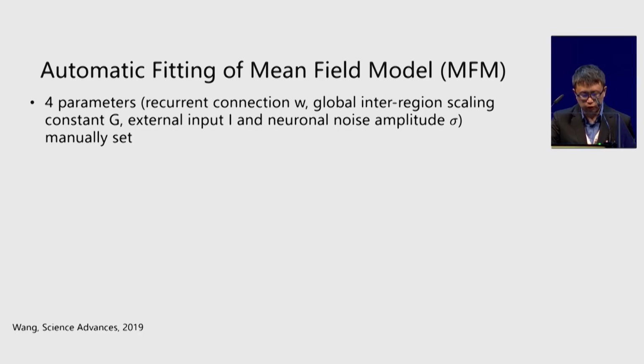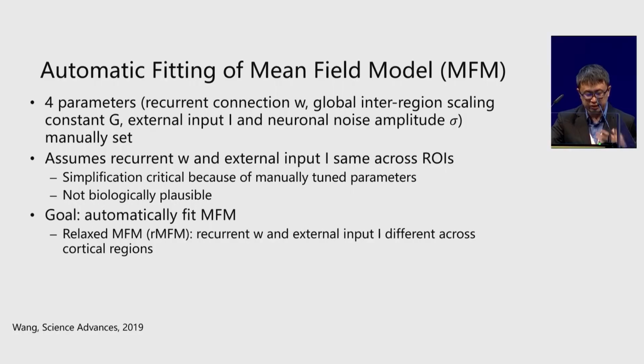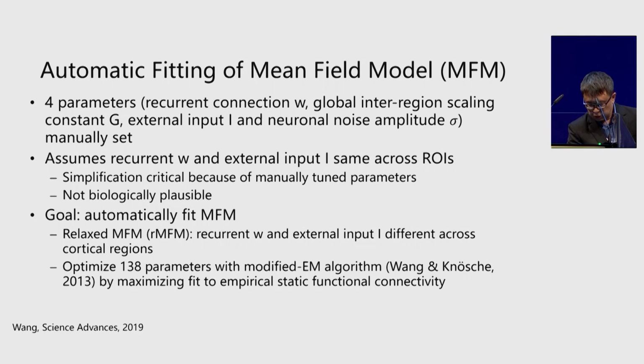So the goal of our recent work is to try to automatically estimate the mean field model parameters, right? So this allows us to relax the mean field parameters so that the recurrent connection strength W and the external input I are different across cortical regions. So in the end, we optimize 138 parameters using a modified EM algorithm. It's basically similar to what Carl Friston used for DCM. And what we do is we maximize the fit to the static functional connectivity.